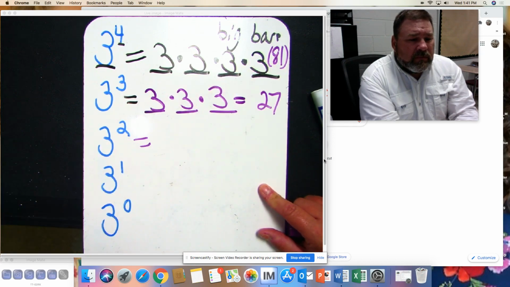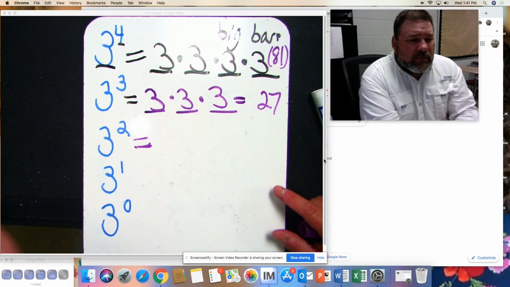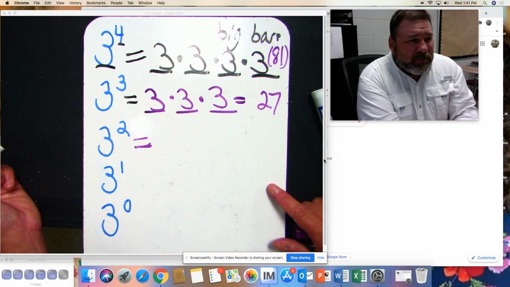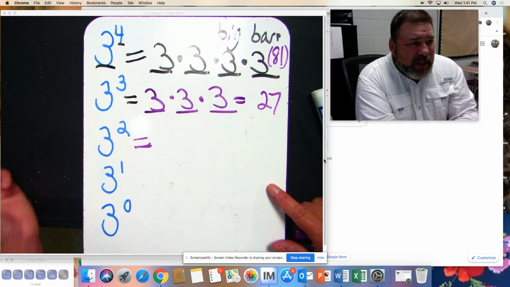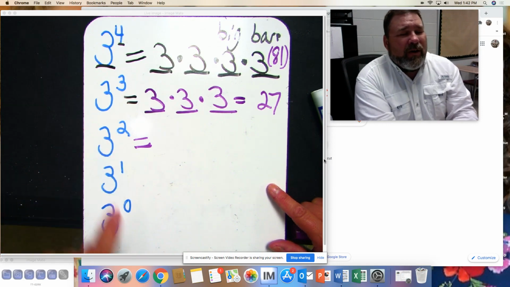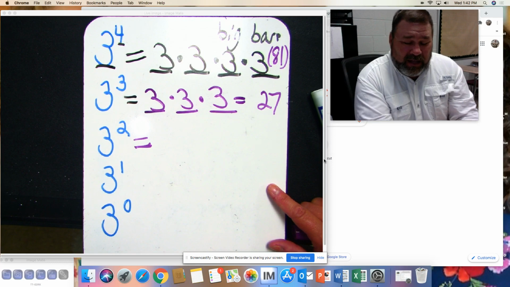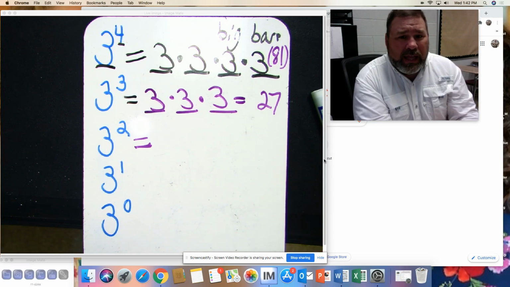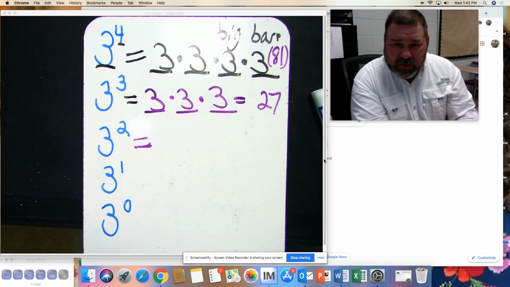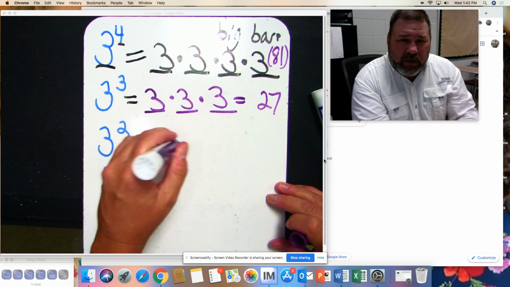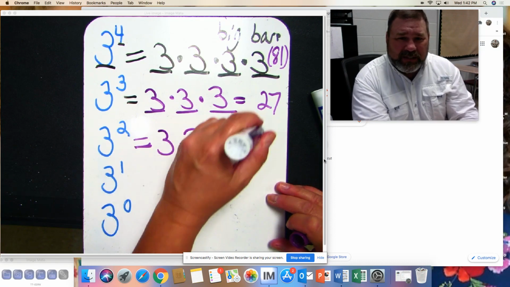So what do you think 3 squared, Mr. Corbin, would be? I don't know. Is that going to be 6, Miss Powell? No, because you're not multiplying the base by the exponent. Oh, that's right. I'm just saying that because a lot of times if you look at it real quick, you're going to think, oh, 3 squared, that's got to be 6, right? Well, no, it's 3 times 3. So the exponent tells you to multiply the base that many times itself.